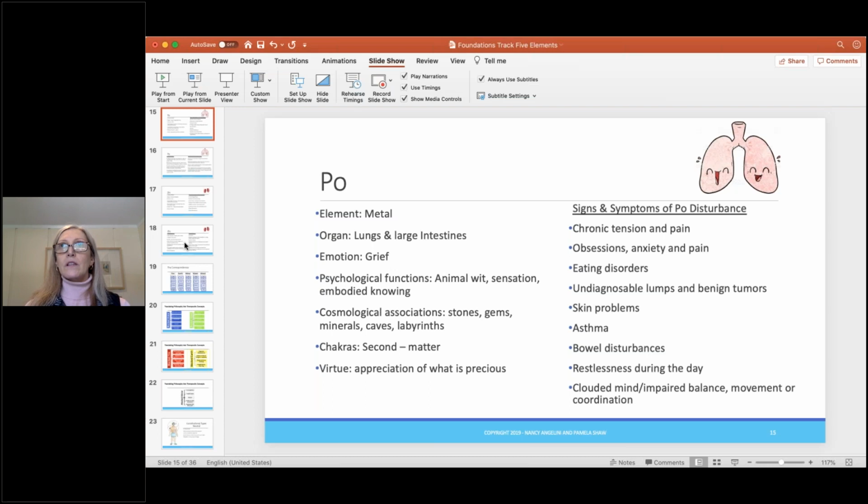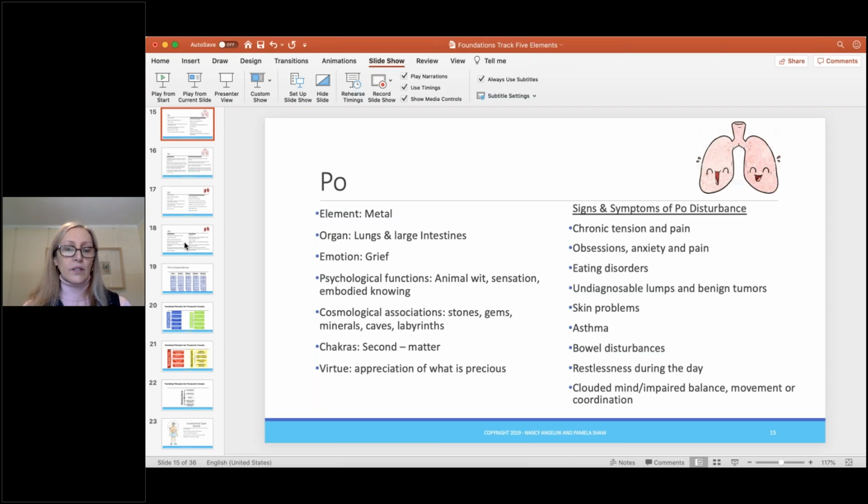So when she said it's alchemical, it's true. It's like I just know, and it's there, right? And animal wit is not predetermined. It isn't like, well, I sat down and wrote out my comedy skit, right? It's just there. It's like this thing that you embody. Associations would be stones, gems, minerals, labyrinths, right? Things that are mysterious and alchemical and deeply spiritual and philosophical.